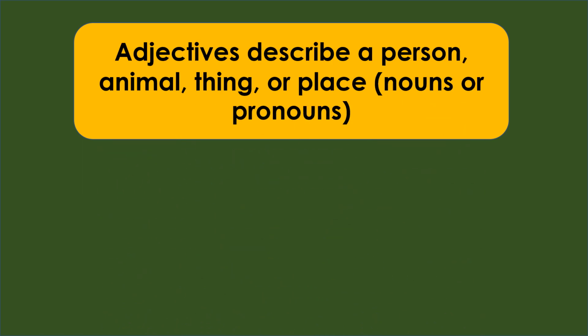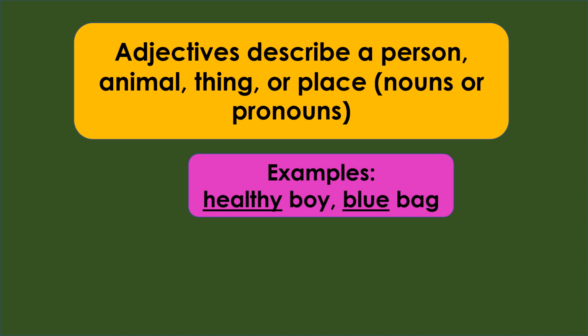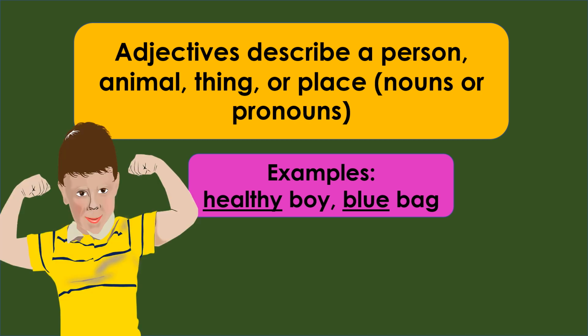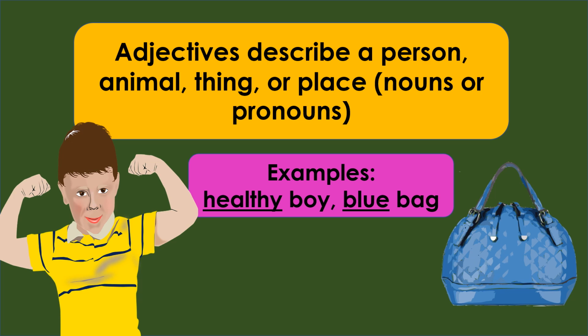What are adjectives? Adjectives describe a person, animal, thing, or place. Adjectives describe nouns or pronouns. Examples: healthy boy. Healthy describes boy, so healthy is an adjective. Another, blue bag. Blue describes the bag. Blue is an example of an adjective.